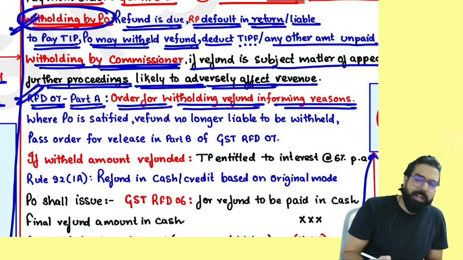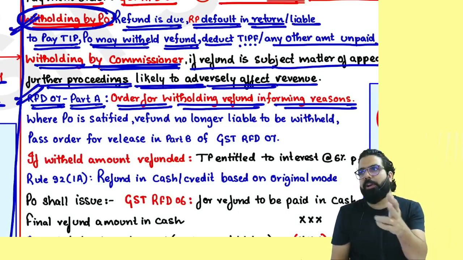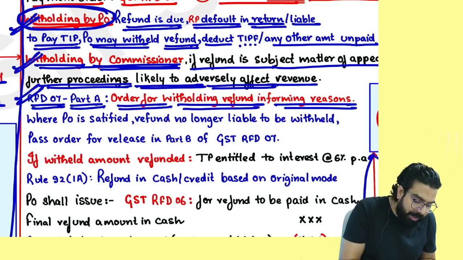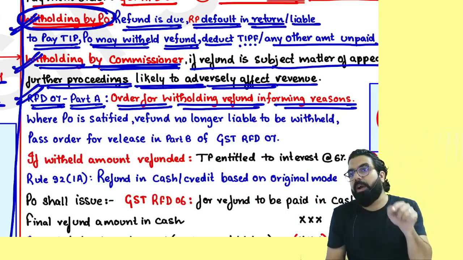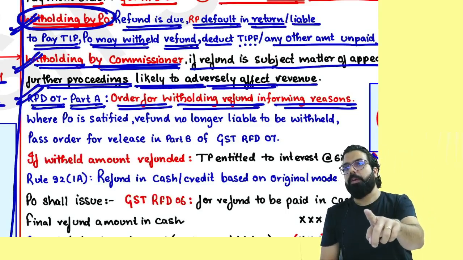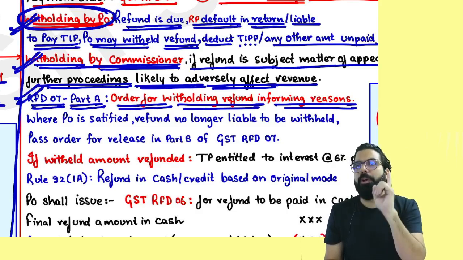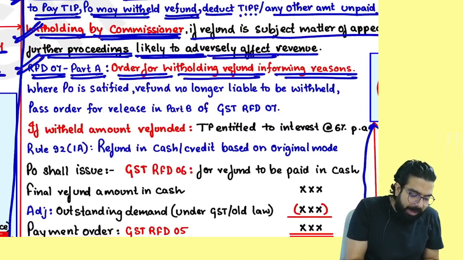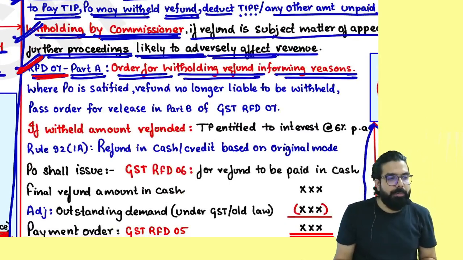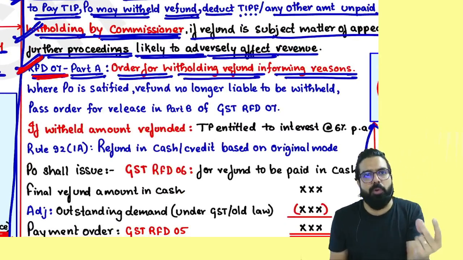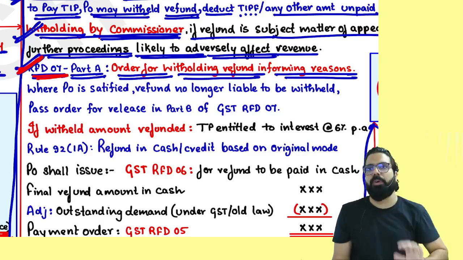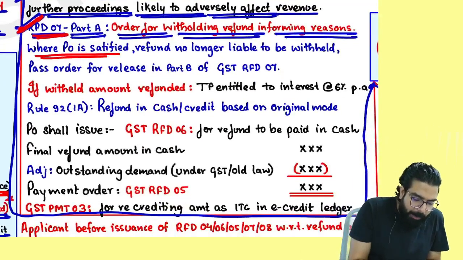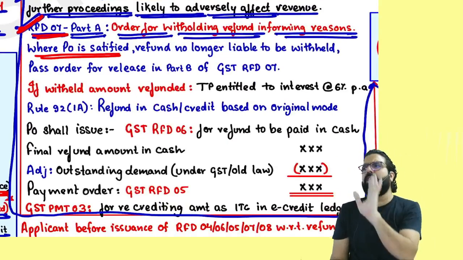So refund can be withheld by your proper officer if you have not filed your returns, etc. Or the commissioner can go ahead and withhold your refund if the commissioner feels that the refund should not be given because we want to go ahead and file a further appeal. Then in that case, in Part A of GST RFD 07, they will inform you that we are going ahead and withholding your refund. Now, sir, where the proper officer is satisfied, you went ahead and filed your return.